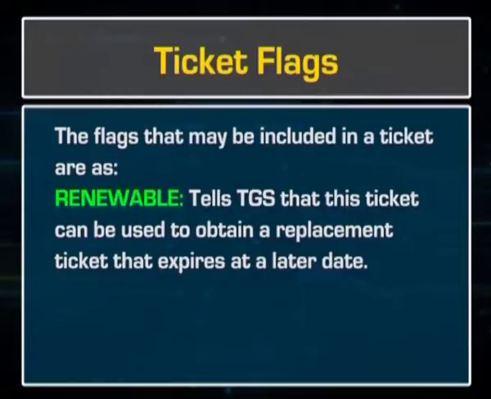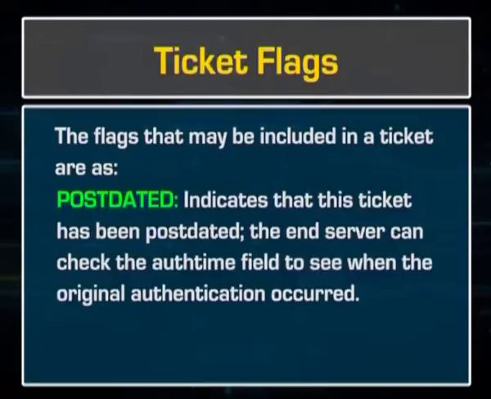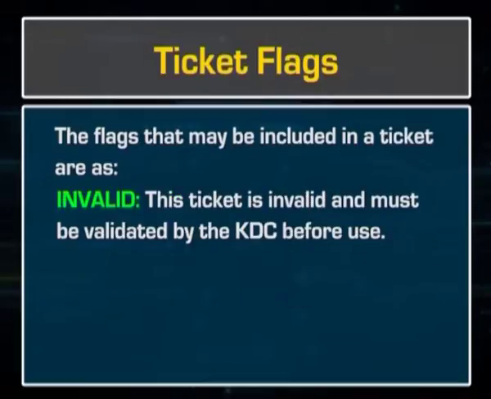Renewable tells the TGS that this ticket can be used to obtain a replacement ticket that expires at a later date. May postdate tells the TGS that a postdated ticket may be issued based on this ticket granting ticket. Postdated indicates that this ticket has been postdated. The end server can check the auth time field to see when the original authentication occurred. Invalid: this ticket is invalid and must be validated by the KDC before use.